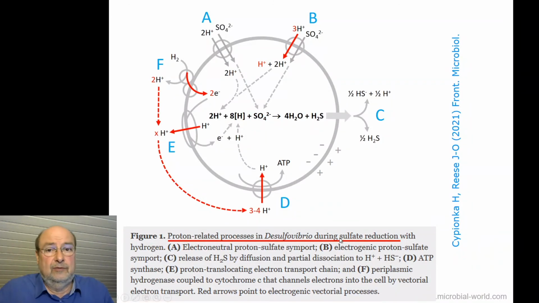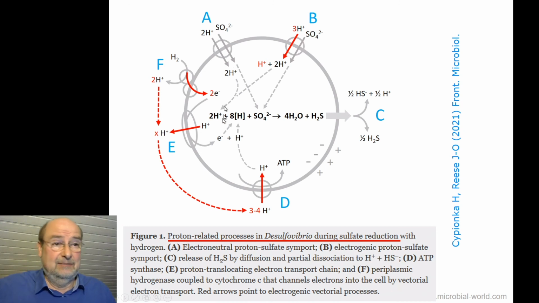Yeah, and sorry for the busy figure here. These are more proton-related processes in the Desulfovibrio cell. And I would like to shortly go through the single steps. So we have the uptake of sulfate, and this is in symport with protons. It might be 2 protons. Then this whole thing is electroneutral. It doesn't change the membrane potential at all, because there's no charge coming in or going out.